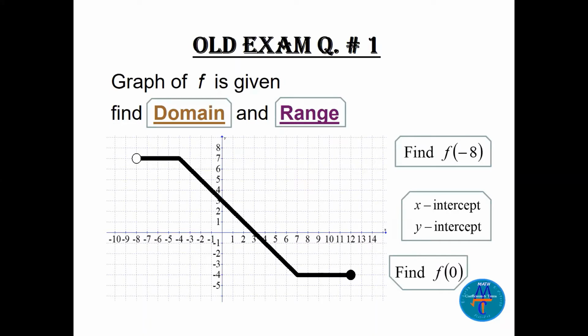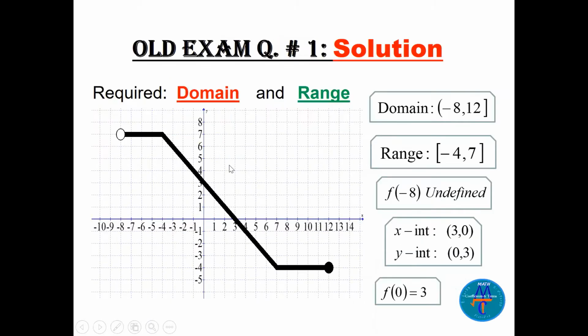We have mentioned in lecture 29 that the pressing method is a good way to find the domain. We press the whole graph on the x, and whatever it covers gives the domain. Then we take the same graph and press it on the y, and whatever it covers will be the range. So let's see the domain. We start from minus 8 open until 12 closed. It will cover all these numbers, the interval from minus 8 open to 12 closed.